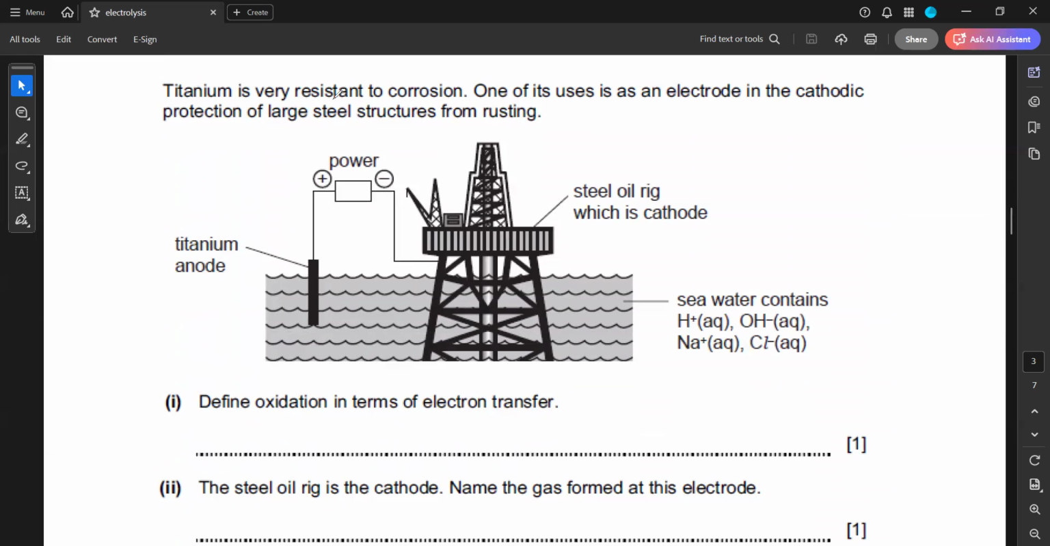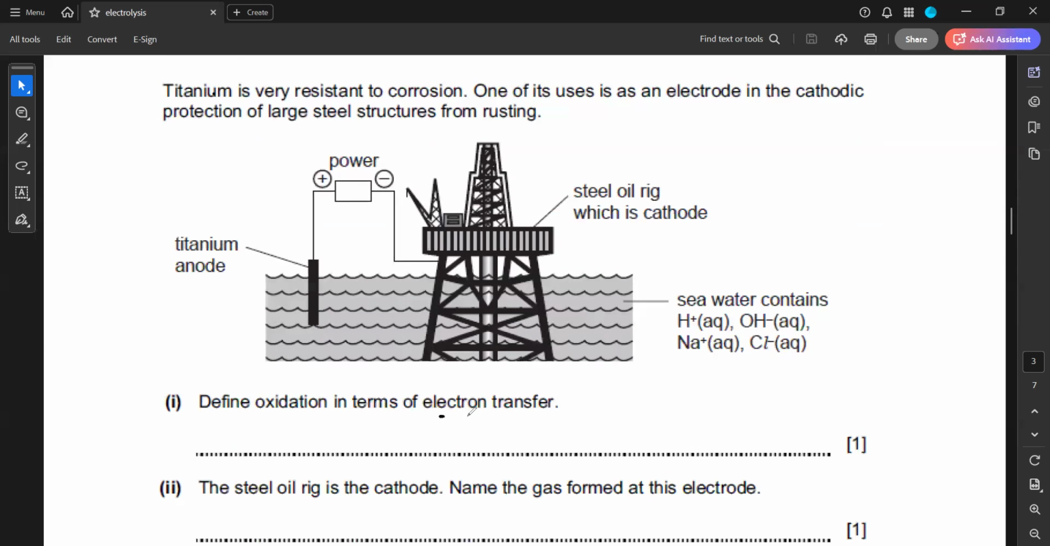Titanium, is it clear? Titanium is very resistant to corrosion. One of its uses is as an electrode in cathodic protection of large-scale steel structures from rusting. As you can see, seawater contains hydrogen ion, hydroxide ion, sodium ion, and chloride ion.